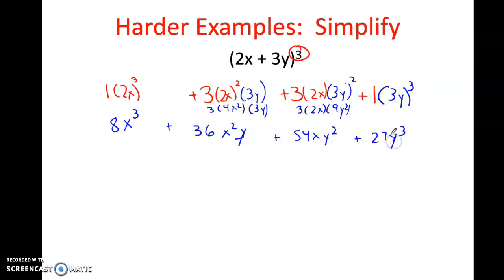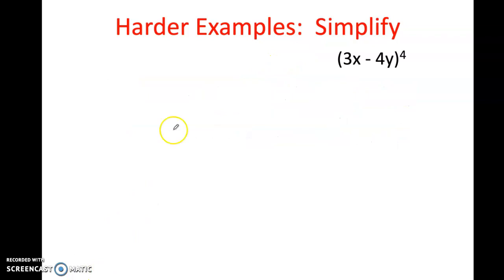So it's the same process as yesterday. You just have to be really cautious with the coefficients here. So on the next slide, you can pause it and try it on your own, but I'm going to go through it now.